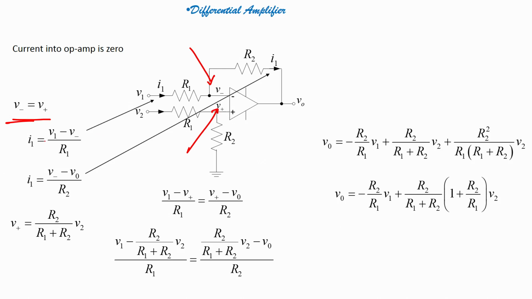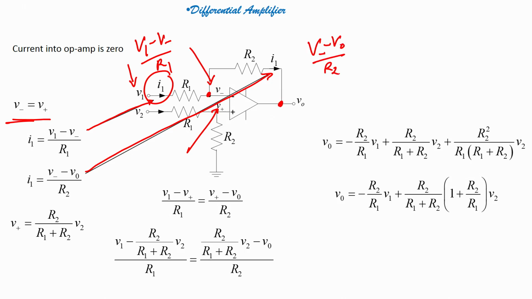First we are considering this value, which is I1. So, this value is nothing but V1 minus V minus, divided by R1, correct. And if I consider this other value, then it will be nothing but V minus minus VO, divided by R2.